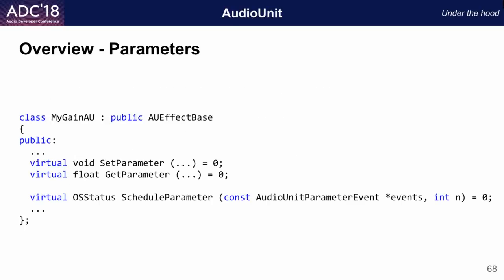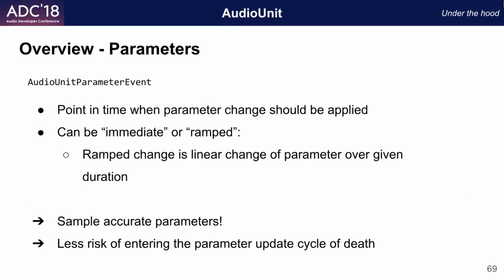Quickly, how do parameters work? In audio units, you have a set parameter and get parameter call, just like VST2, but you also have this scheduled parameter call, where you pass a number of events to the plugin and say, hey, I want this parameter change to happen then. And these parameter changes can be immediate or they can be ramped. If they're ramped, it's like a linear change, so it's really sample accurate, right? And that's really, really nice because when they're ramped, your plugin knows that they're ramped. It's going from this value to this value, so you could change your DSP to reflect that. You might already have a linear interpolator in your DSP, so you can make use of that.